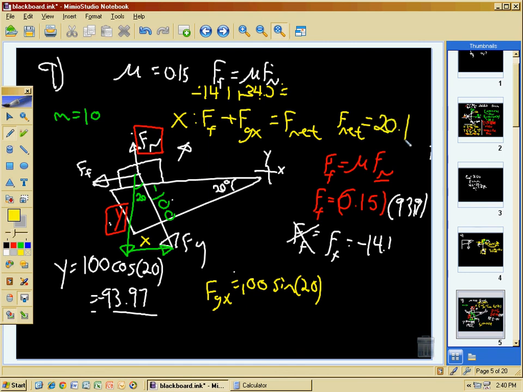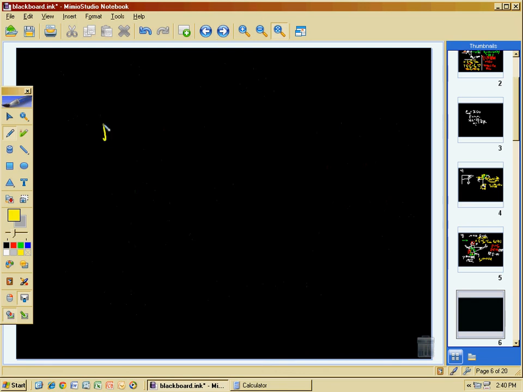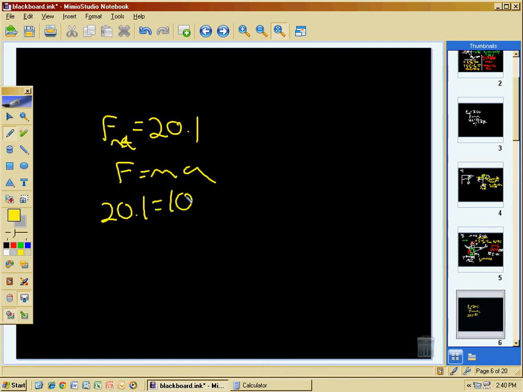And then finally, to finish up, if our net force equals 20.1, we plug that into F equals ma. 20.1 equals a 10 kilogram block times some acceleration. Acceleration equals 2.01 meters per second squared.